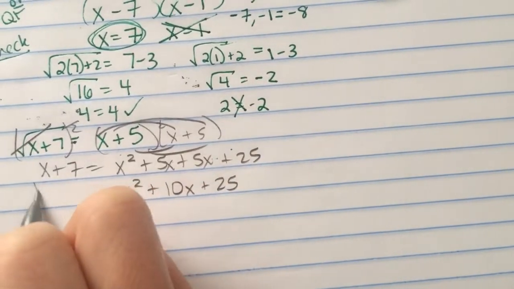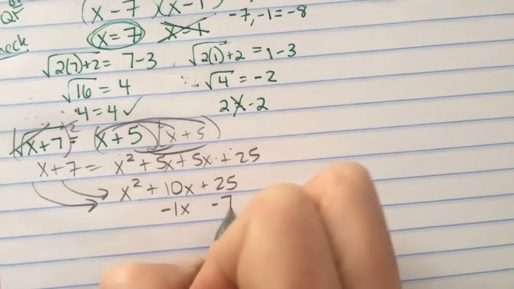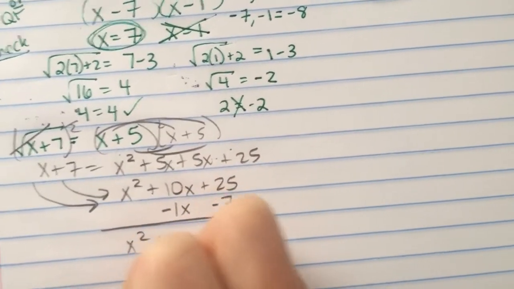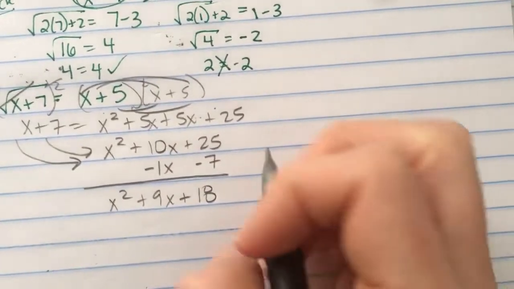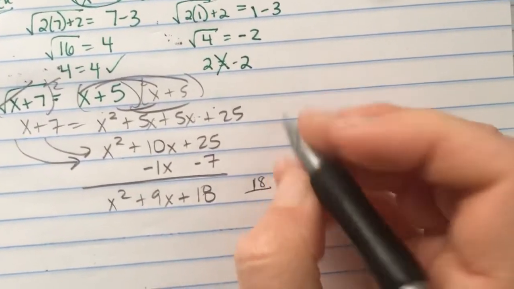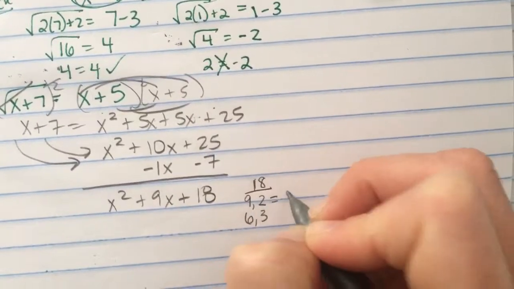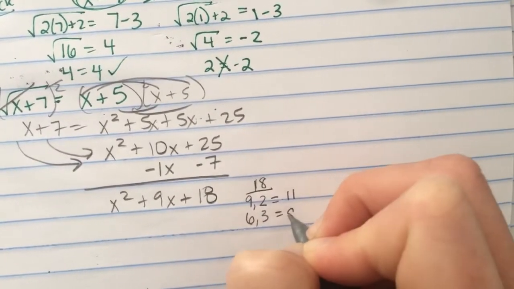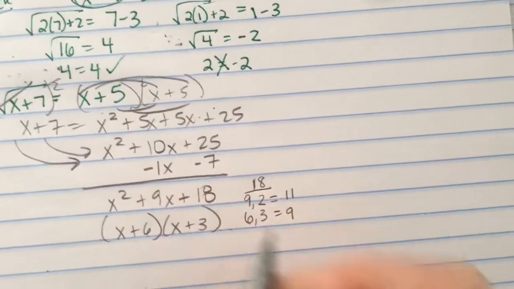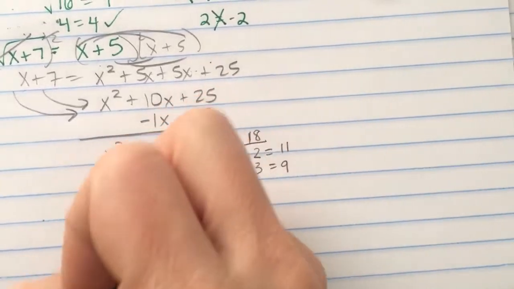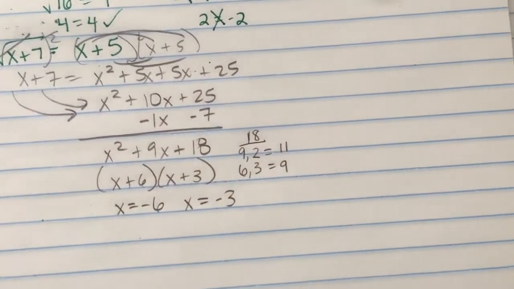And I've got to move these things to the other side, so I'm going to subtract x and subtract 7. And then I'm going to factor it. So things that multiply to give me 18: 9 and 2, 6 and 3. So 9 and 2 adds to give me 11, 6 and 3 adds to give me 9. So x plus 6, x plus 3. And so that gives me x is negative 6, x is negative 3.